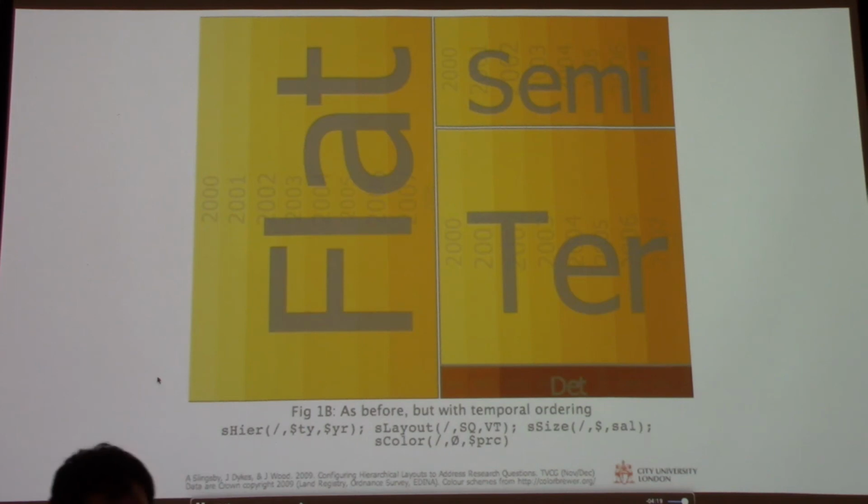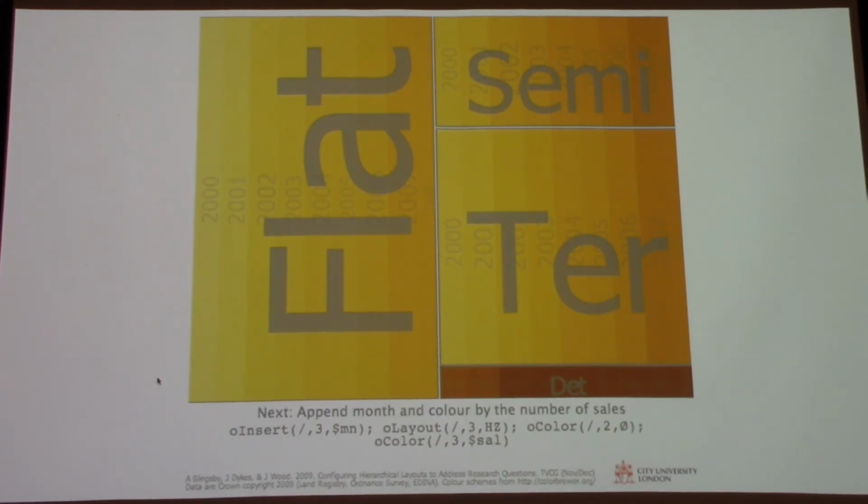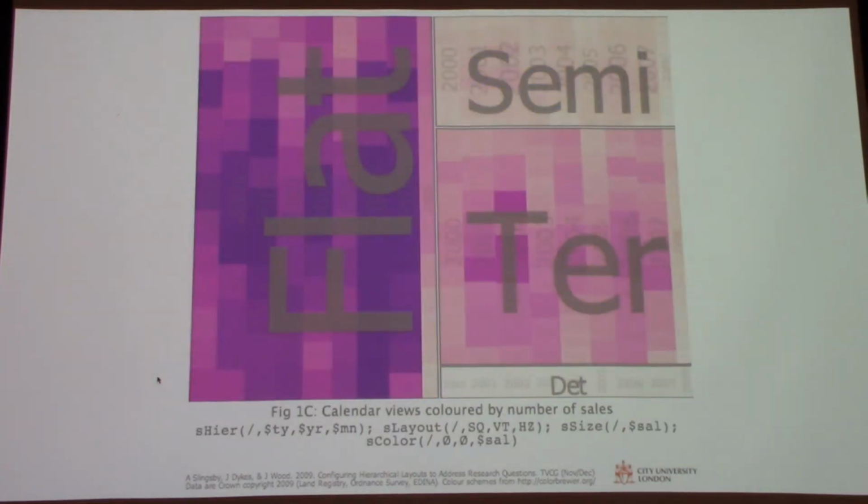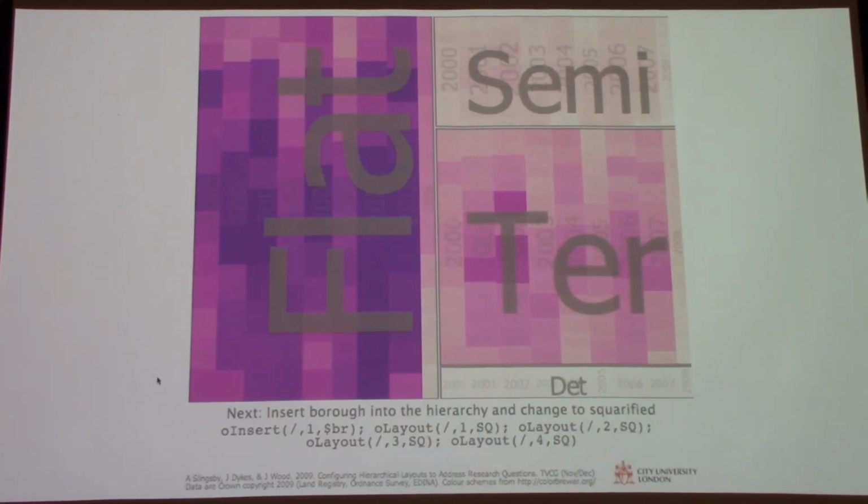This view more clearly shows the upward trend in average price. To increase the temporal granularity, we will add months to the hierarchy. We also recolor to reflect the number of sales. We call these calendar views. Years are arranged from left to right and months from top to bottom for each year. Purple is used to show the number of sales, which appear to vary seasonally. We expect there to be spatial variation in these data, so we will now insert London Borough into the base of the hierarchy and use orange to show average price again.